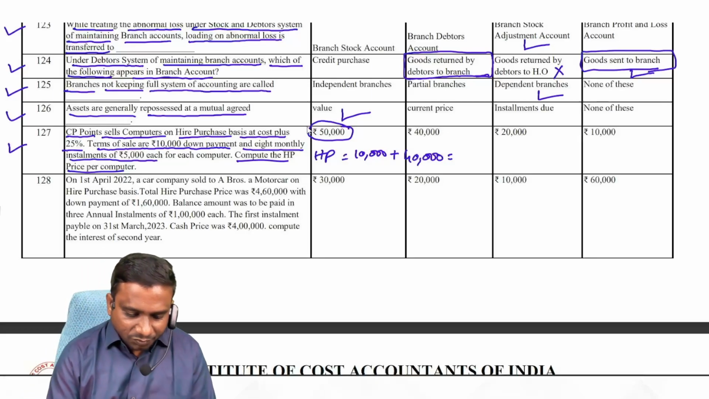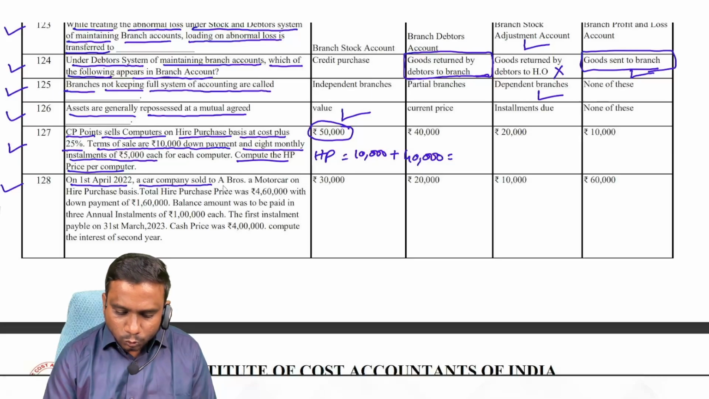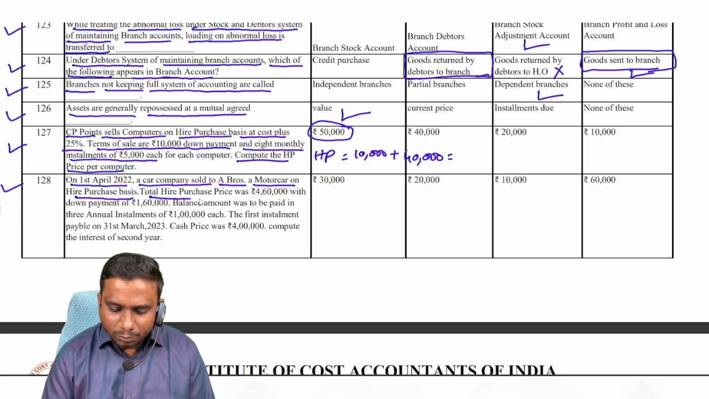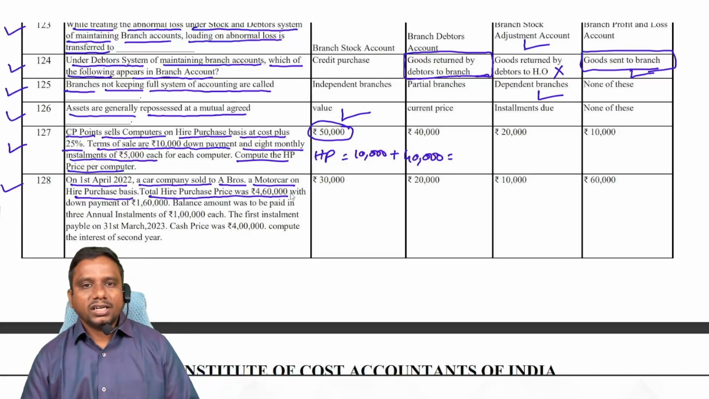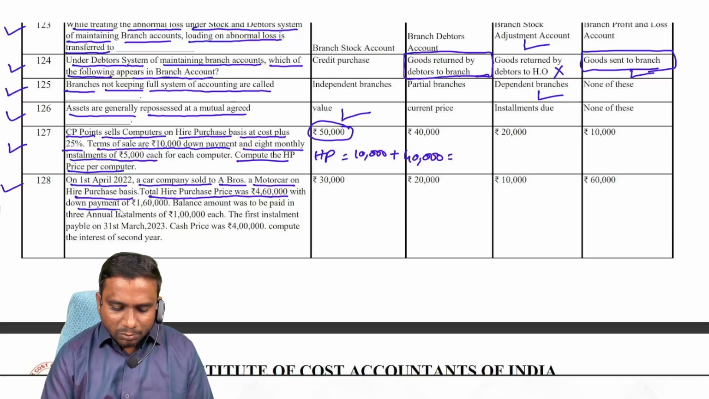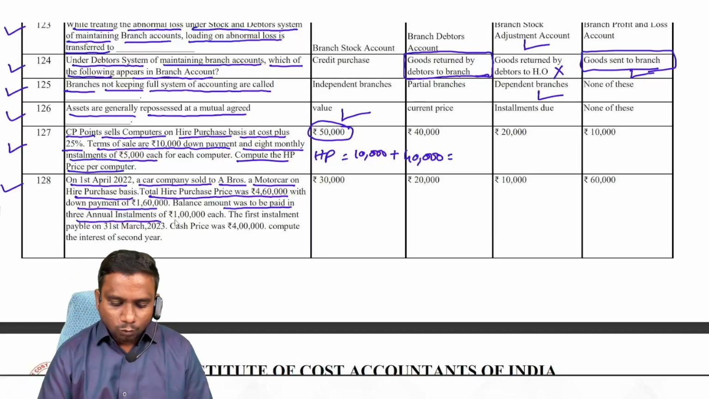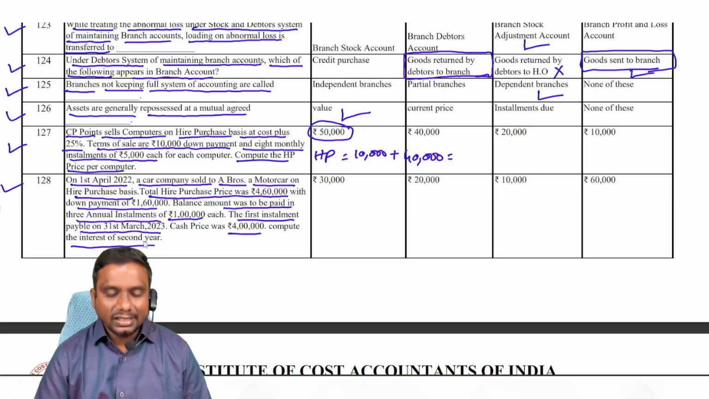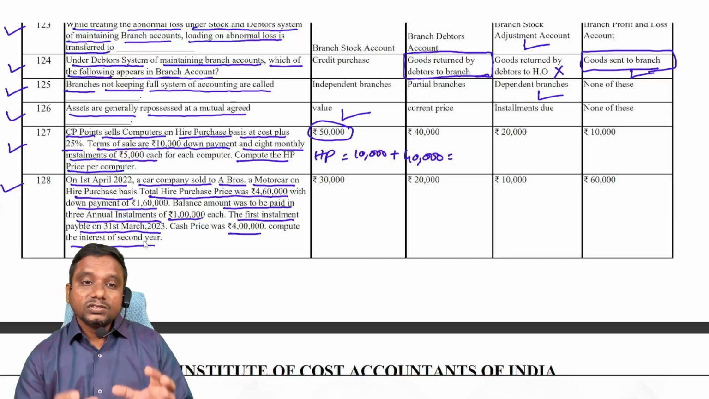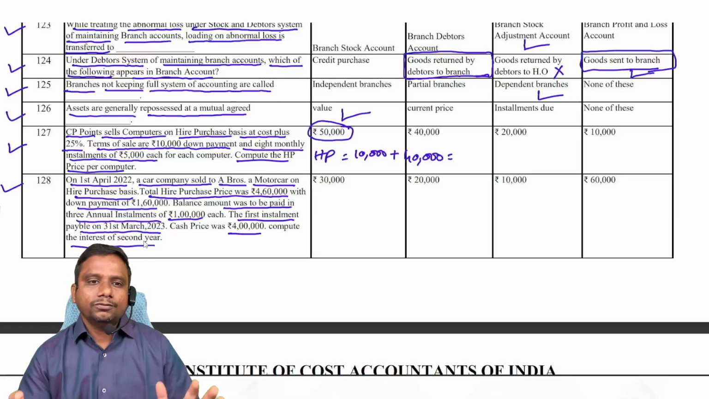Next one. 128. On 1st April 2022, a car company sold to A Brothers a motor car on hire purchase basis. Total hire purchase price is 4 lakh 60, with down payment 1 lakh 60. Balance amount was to be paid in 3 annual installments of 4 lakh each. First installment payable on 31st March 2023. Cash price 4 lakhs. Compute interest for second year. You observe in this problem they didn't mention rate of interest.